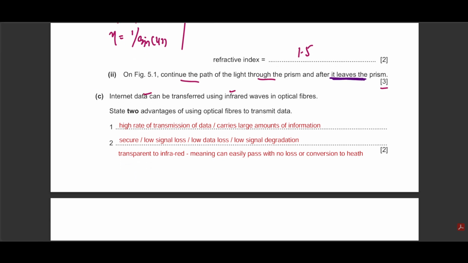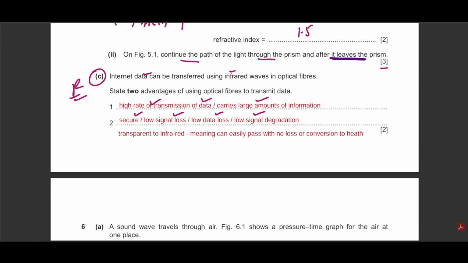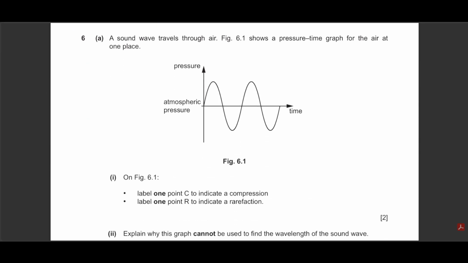Internet data transfer, again, a repeated question. Benefits of optic fibers: high rate of transmission of data, carries a large amount of information. It's secure, where you can't hack it directly as you used to do in copper lines. Low signal loss, low data loss, low signal degradation. Transparent to infrared, so we use infrared, and infrared can easily pass through the optic fibers with the least loss of energy. Again, this is based on memory.